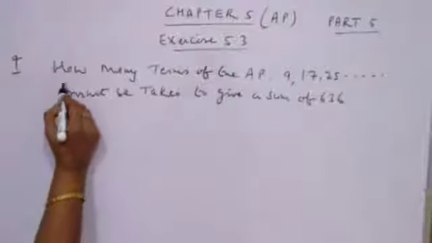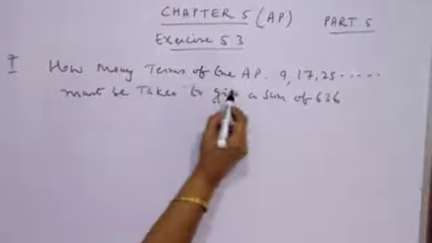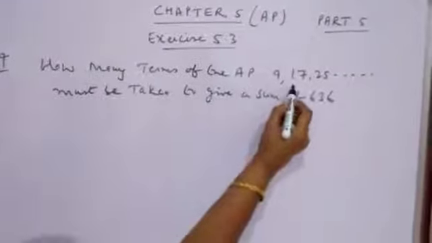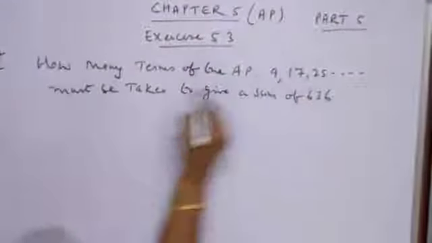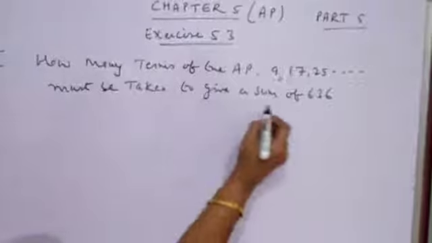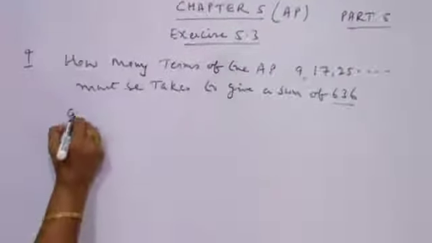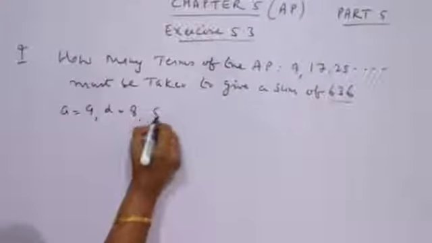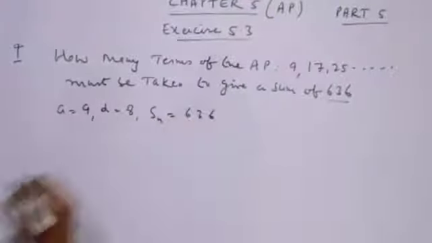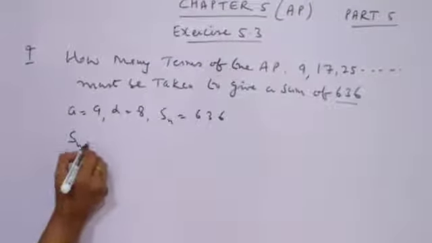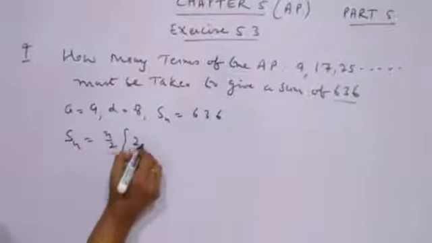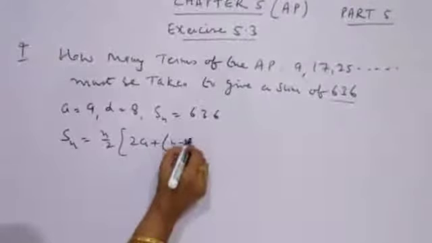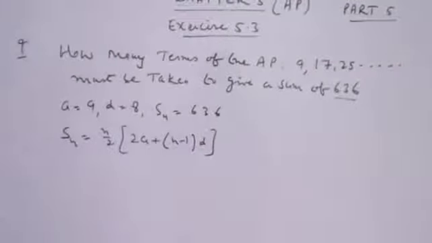So next, question number 4. How many terms of the AP 9, 17, 25 must be taken to give a sum of 636? Here a is 9, d is 8 and Sn is 636. So use the formula Sn is n by 2, 2a plus n minus 1 into d.